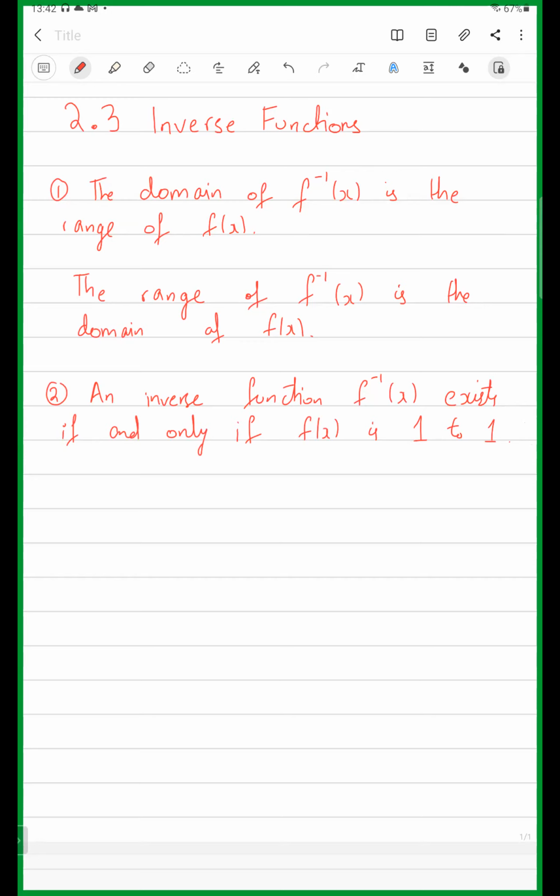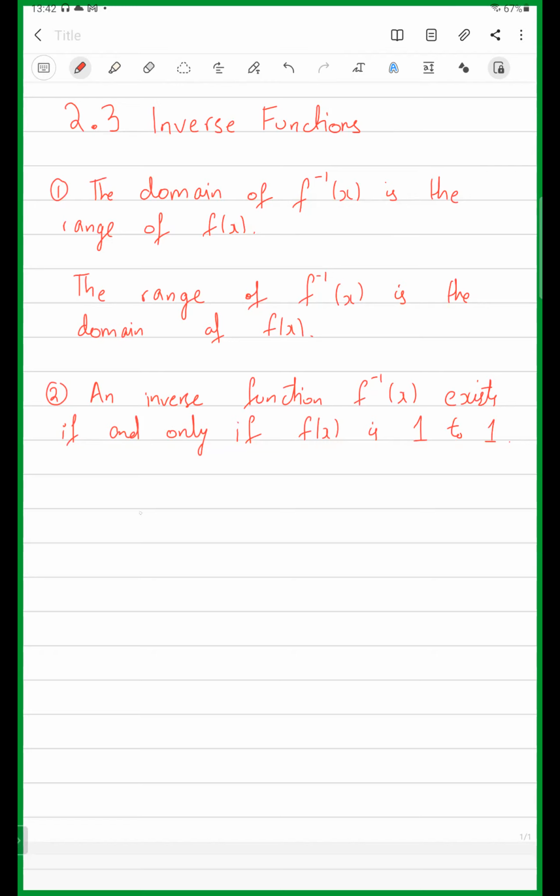The second one says an inverse function f inverse of x exists if and only if f of x is 1 to 1. Now it could be that the examiner is giving you a few functions, and the functions are not one-to-one. If the function is not one-to-one, you would not be able to find its inverse. And how exactly do we define a one-to-one function? Let's talk about that.